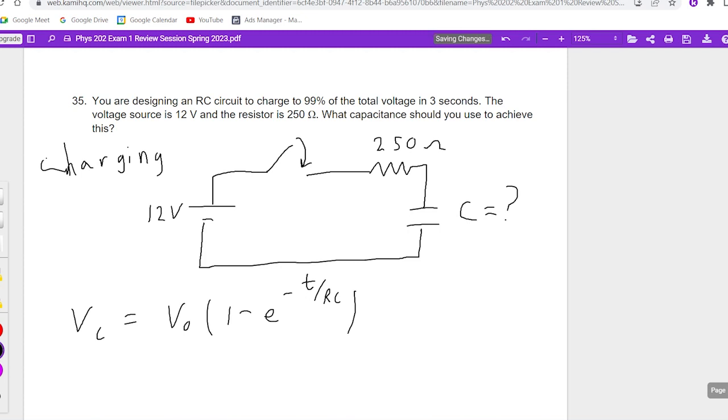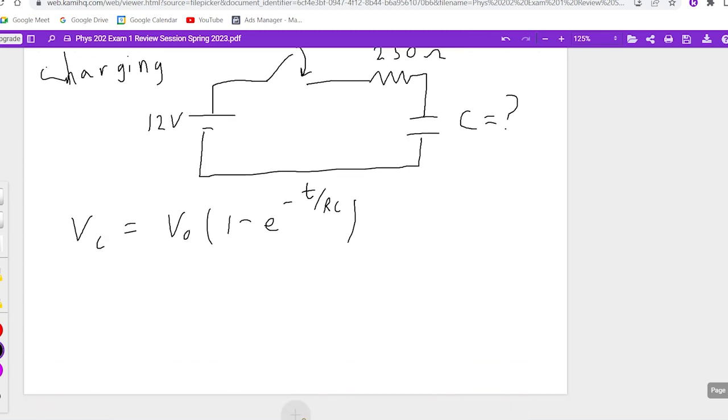So here's the thing. If we want to charge to 99% in a time of 3 seconds, what's my voltage on the capacitor? A lot of you will probably get stumped by this, but the total is 12, right? So 99% of the total is 0.99 times 12. That's my voltage on the capacitor.